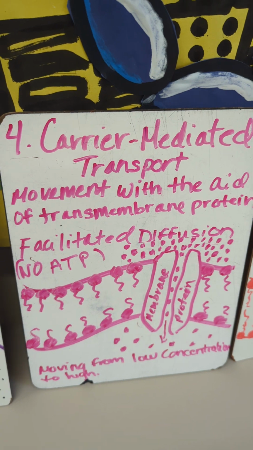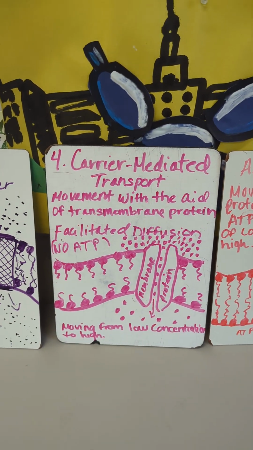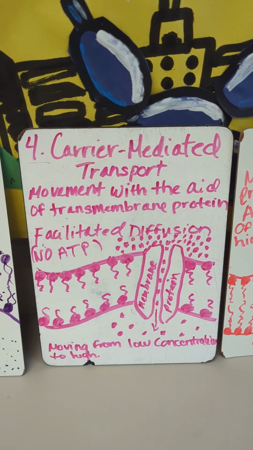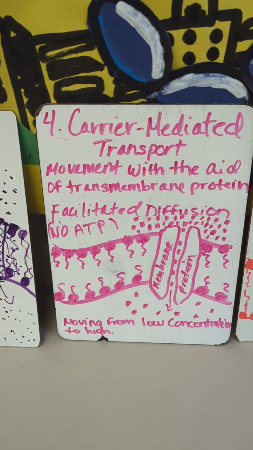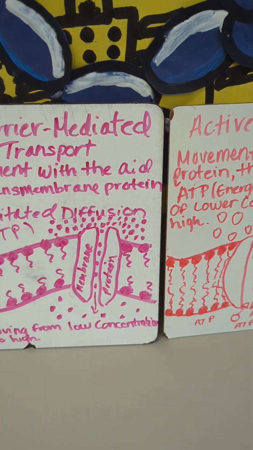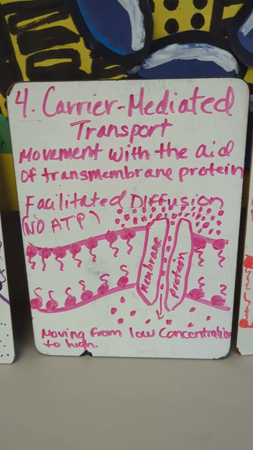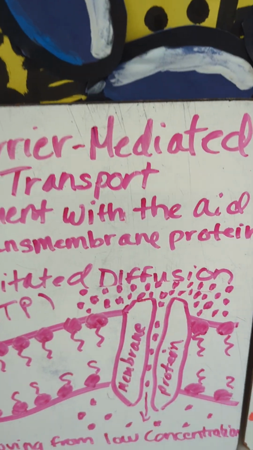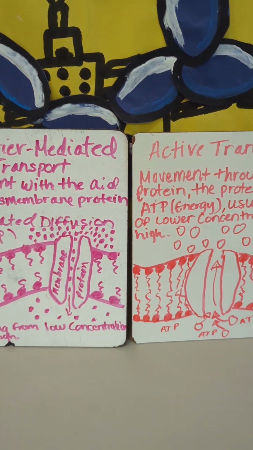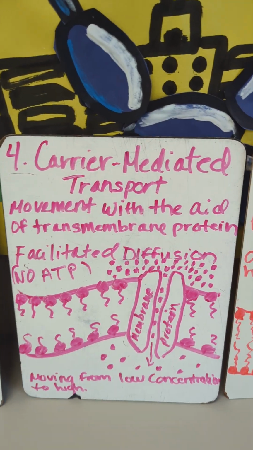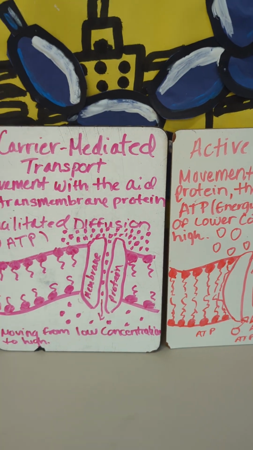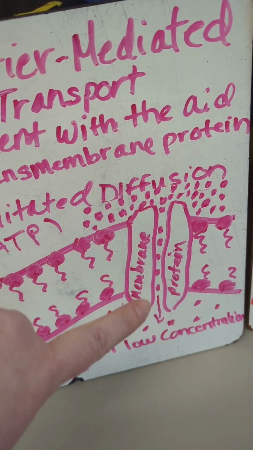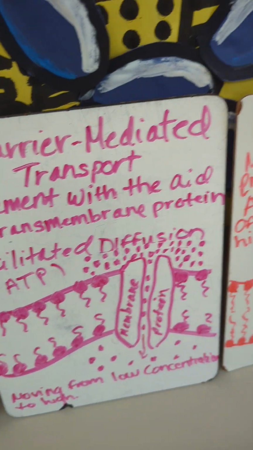Next, we have carrier-mediated transport. That needs a little more help, and usually it involves a membrane protein or ATP. Facilitated diffusion does not require ATP. This will move the substance from high concentration to low through a membrane protein. It does not require ATP though. As you can see, high to low.